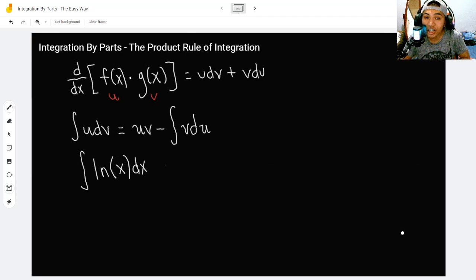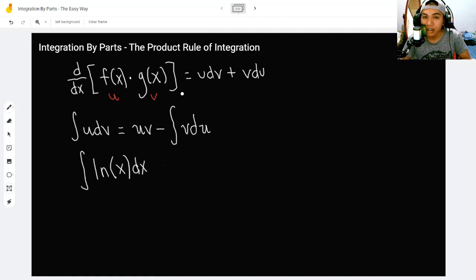In our study of differential calculus, we learned about various techniques in finding the derivative of many functions. One of these techniques is the product rule, in which the derivative of an expression in a product f of x times g of x can be further expressed in the variables u and v, and can be equated into u times the derivative of v plus v times the derivative of u. So that is the product rule of differentiation.